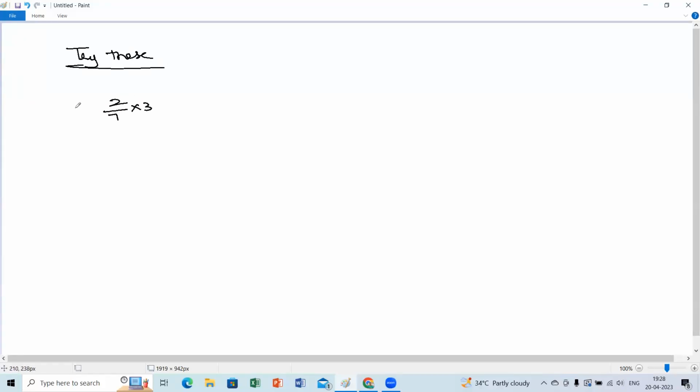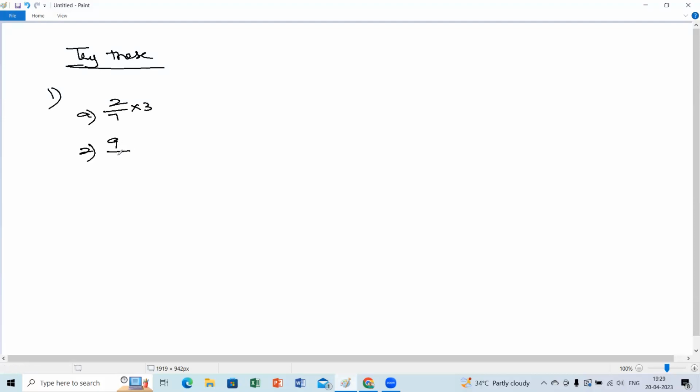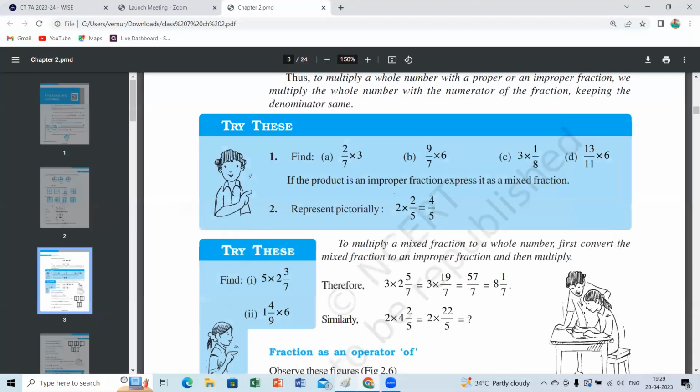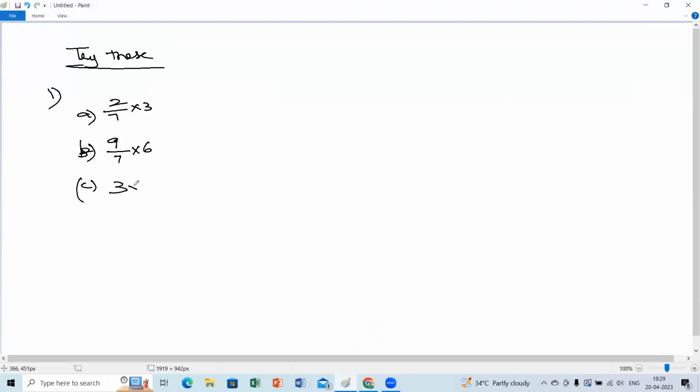2/7 into 3, first bit. Second one is 9/7 into 6. Multiplication can be in any order, children. So whole number with fractional number, or fractional number with whole number, the same procedure you are doing. Both are same. 3 into 1/8. And D is 13/11 into 6.